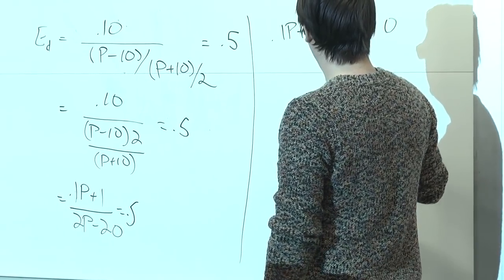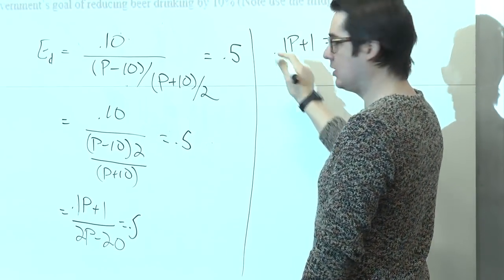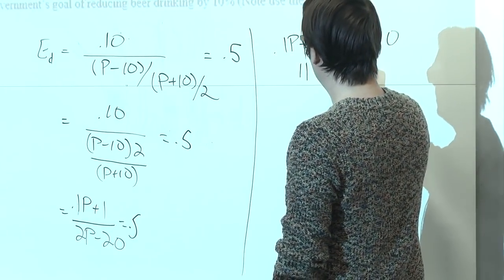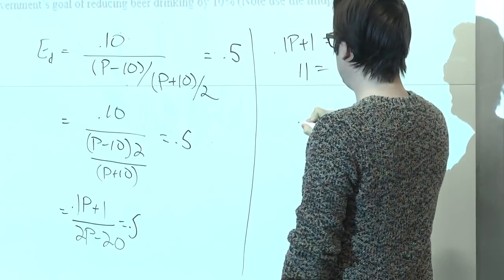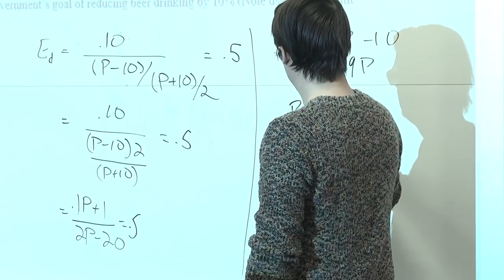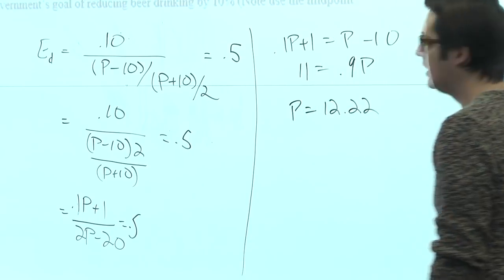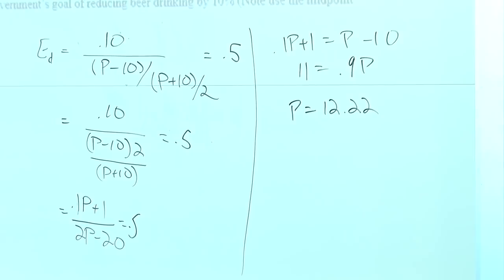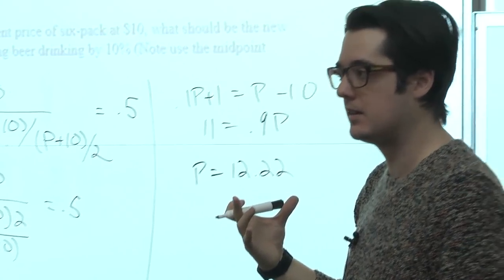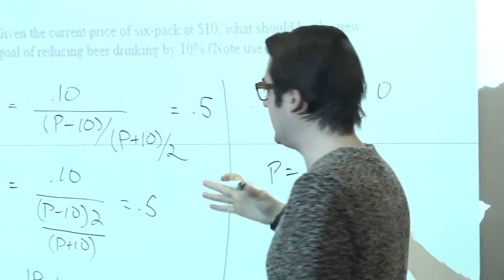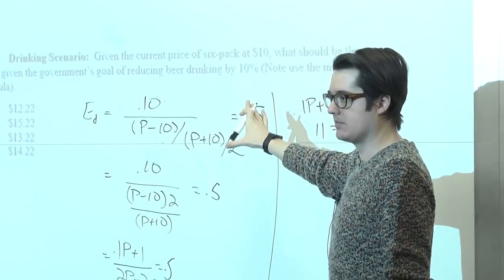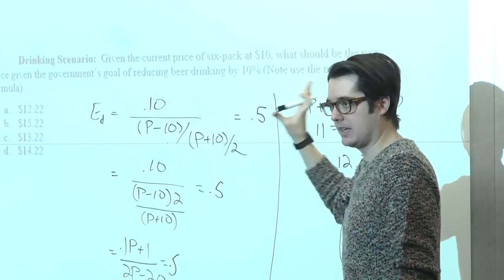Okay. So we're going to add 10 over to this side. We get 11 equals, subtract 0.1 here, 0.9p. Divide both sides by 0.9. And we get p equals 12.22. Okay, so if you just remember how you calculate the midpoint method, any random variable that you don't know, you just leave in some variable for it and solve.